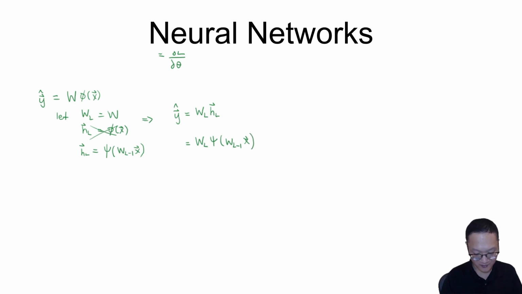Previously, if we pick a fixed feature, then we would only learn WL from data. Now, we make the feature learnable. We make the feature itself a function with some unknown weights. So now we can learn the feature as well. When we use the data to train our weights, we're actually training both WL and WL minus 1.